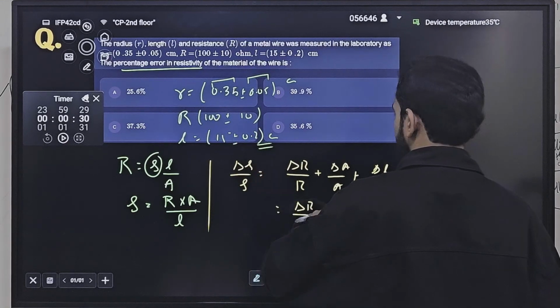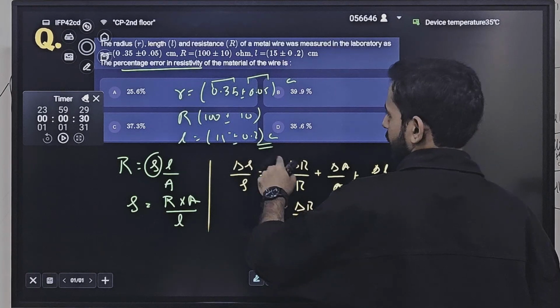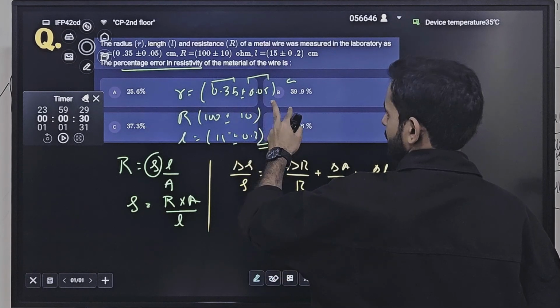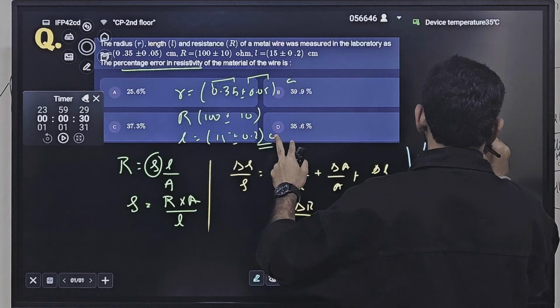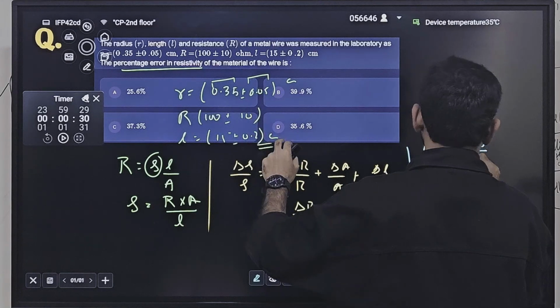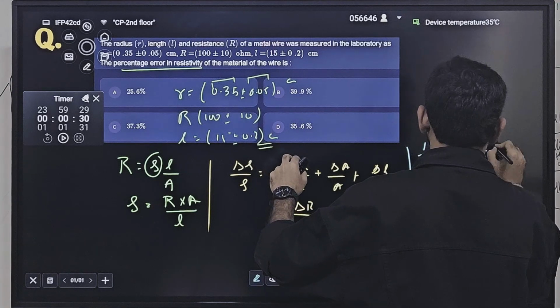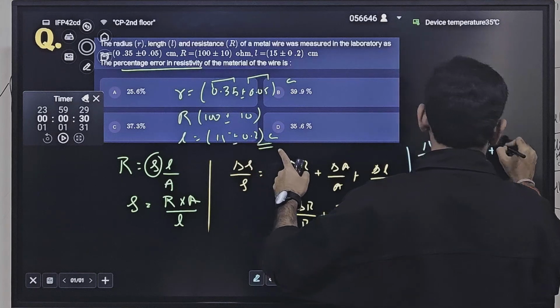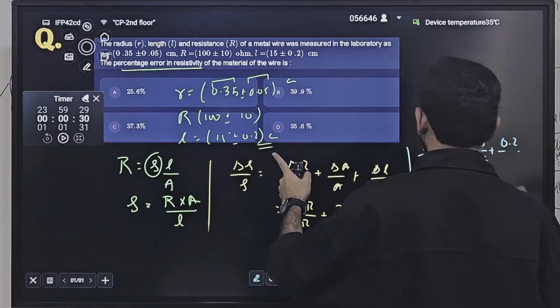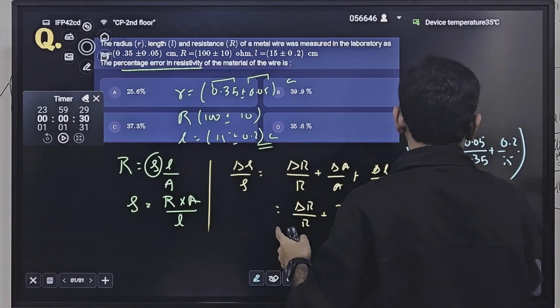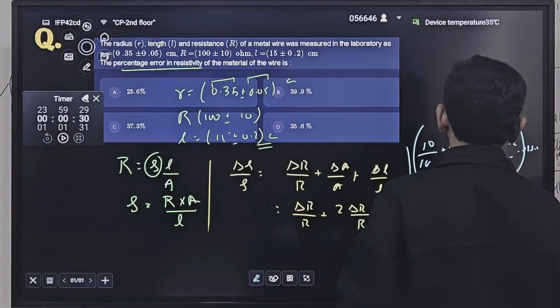100 plus 2 times of what is this radius? Radius is given as 0.05 divided by what is the actual radius? 0.35 plus what is the length? Error in length? 0.2 divided by what is the actual length? 15, and it is multiplied by 100.